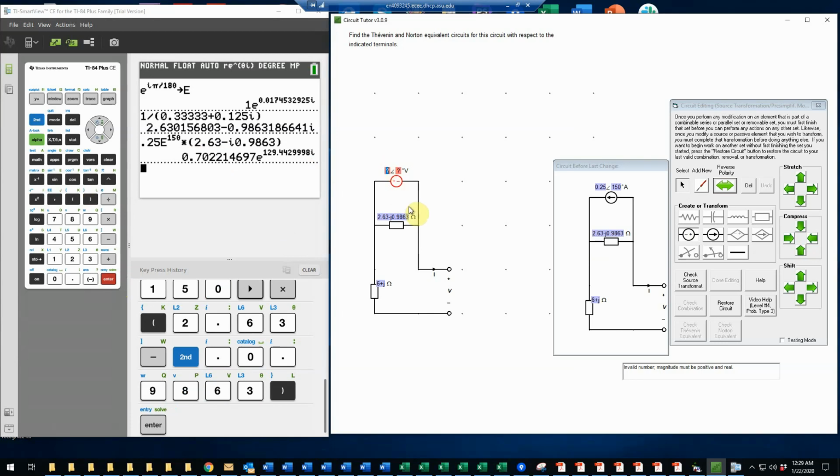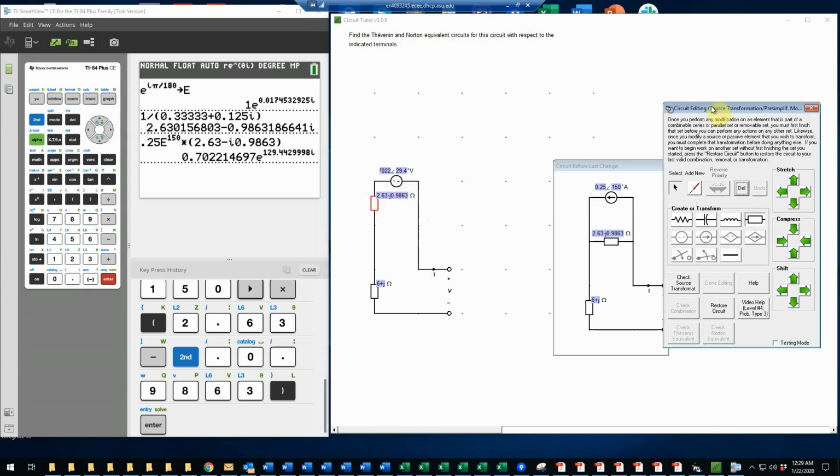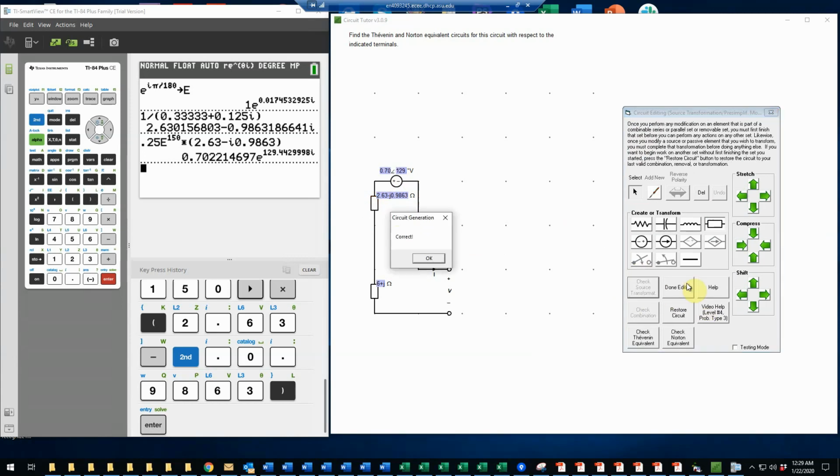So I'm going to enter 0.7022 for accuracy's sake there, and then this will be 129.4 degrees. And now I also need to move that impedance to be in series with the voltage source, because otherwise I wouldn't have done a source transformation properly. And I check the polarity is correct, and everything is connected. Okay, so that should be all good. So I'm going to check that. And that was correct.